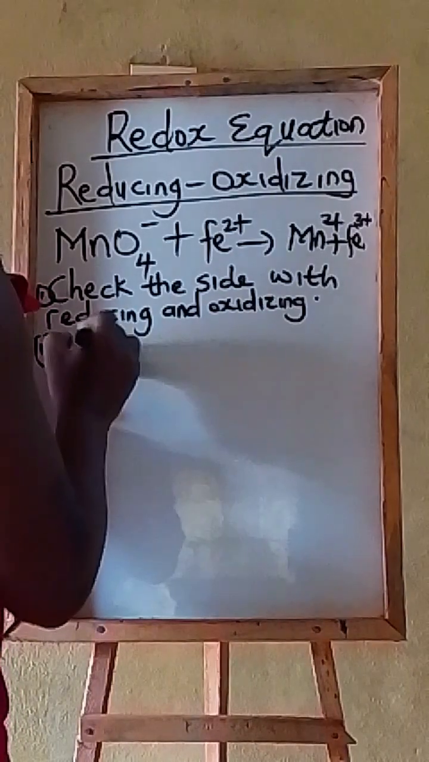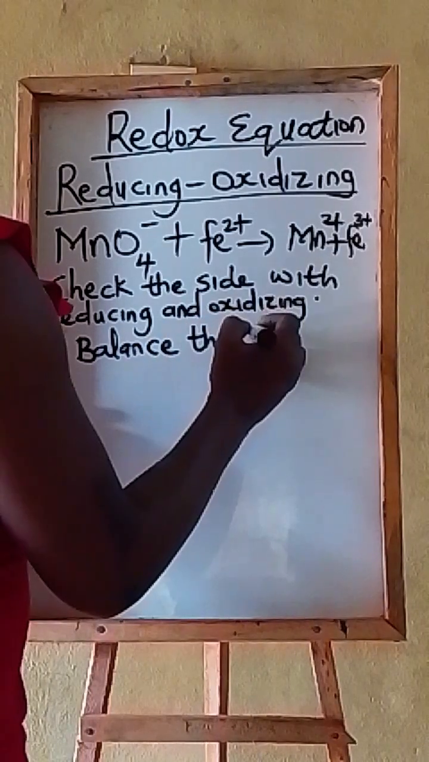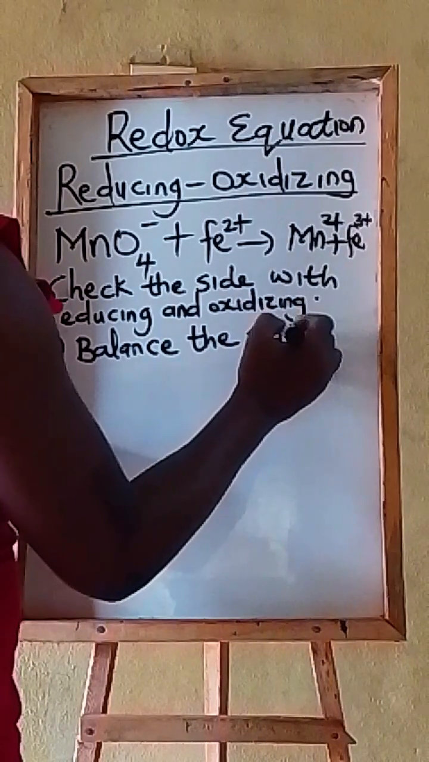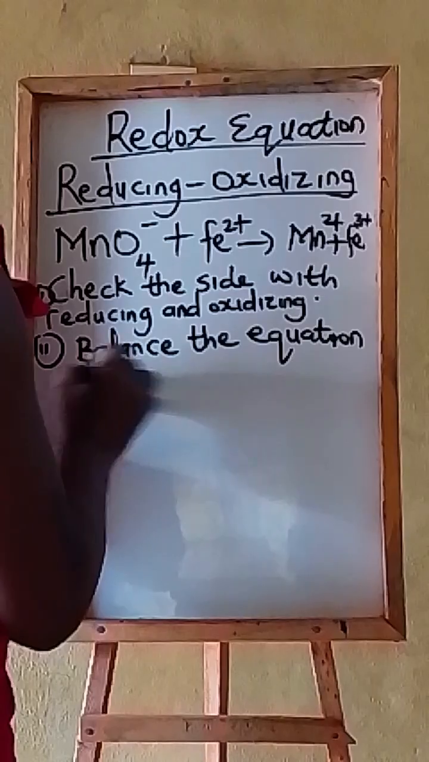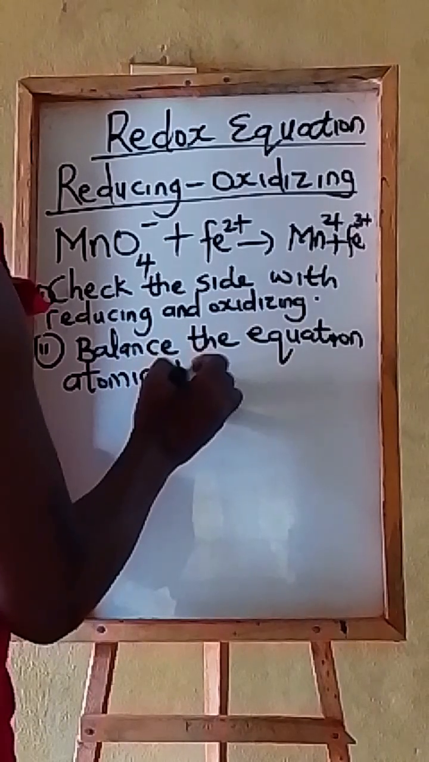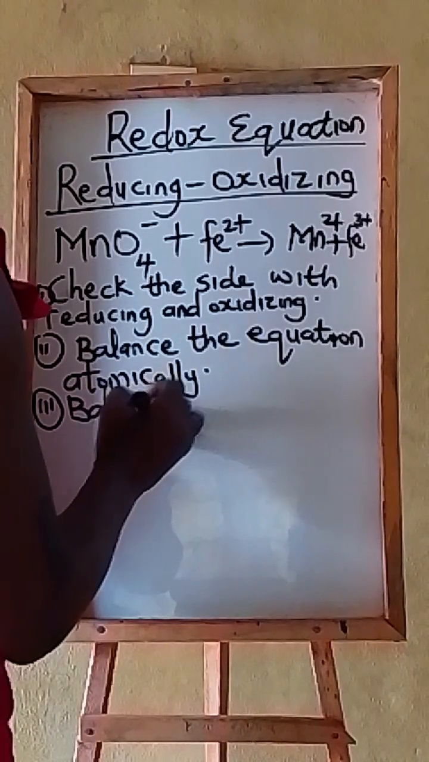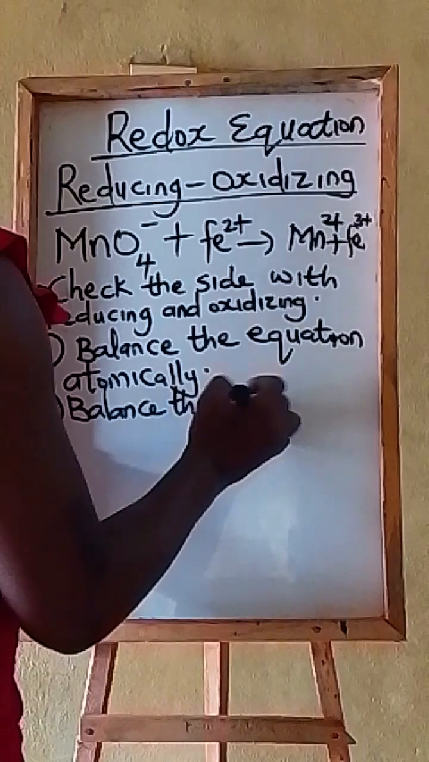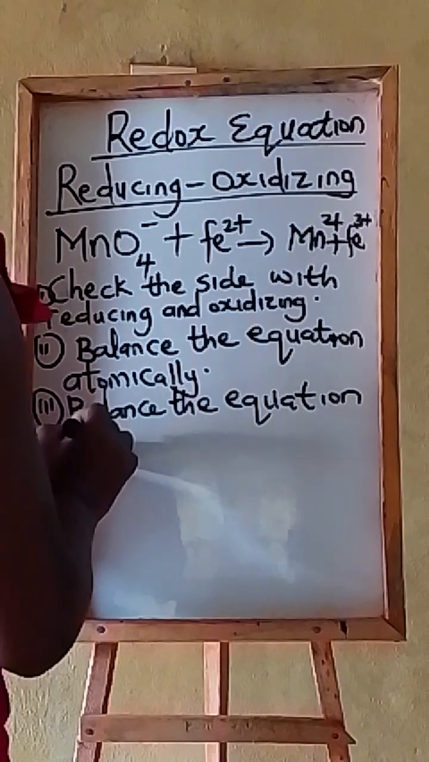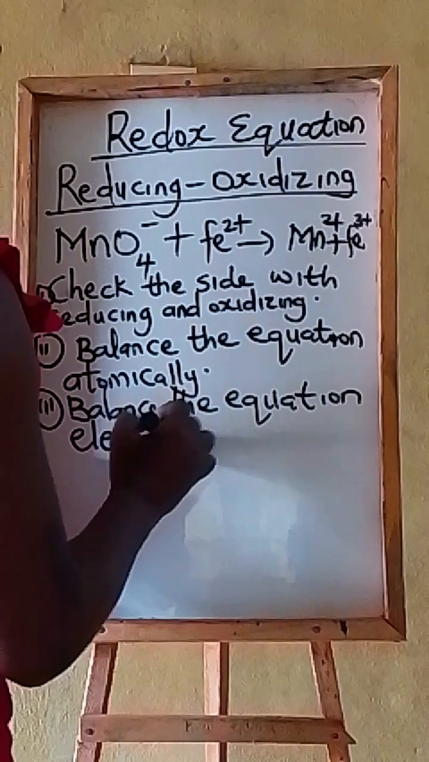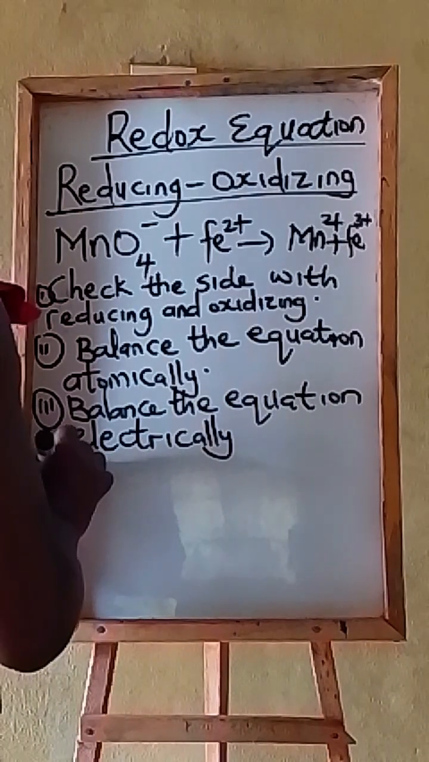2. The next thing to do is you balance the equation atomically. 3. You follow all these rules. You balance the equation electrically. Then 4.